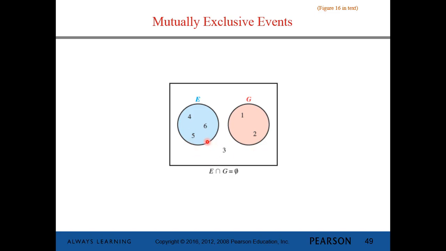Let's say we're rolling a die. Event E is that we get a 4, 5, or 6. If any one of those occurs on one roll of a die, E has occurred. G is getting a 1 or a 2.